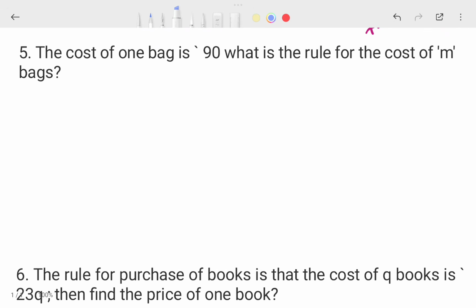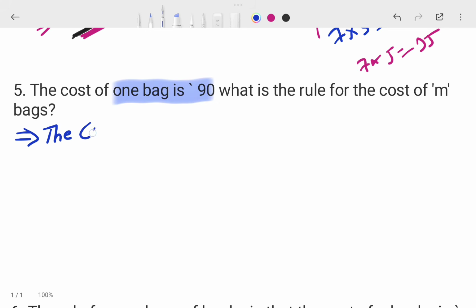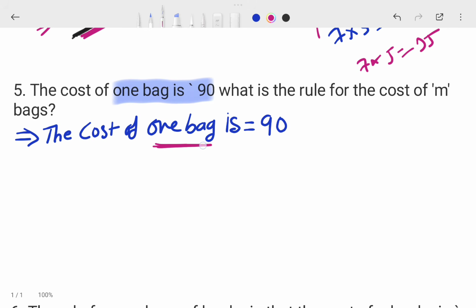It is telling that here, let's understand the cost of one bag. Simple. Now this is also related to our previous question. The cost of one bag is 90 rupees. So I will write that question again. Now understand carefully. If you understand this, everything is going to be clear. So I will write here: the cost of one bag is how many rupees? 90 rupees.